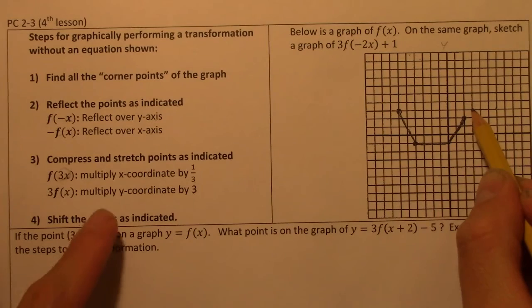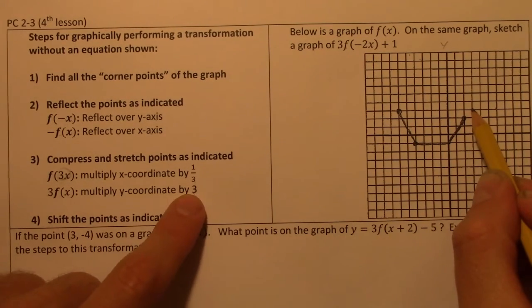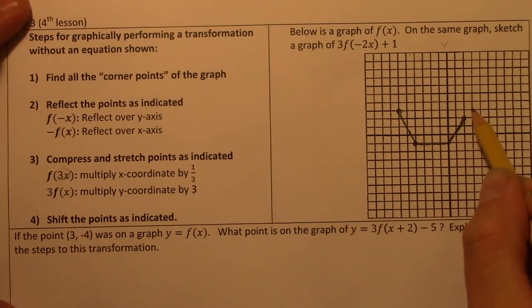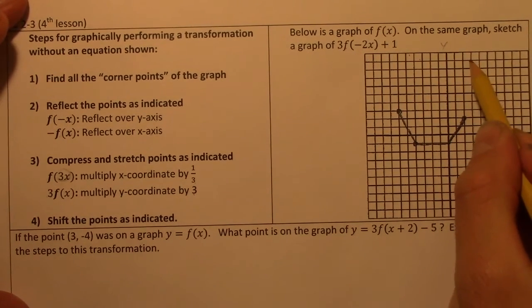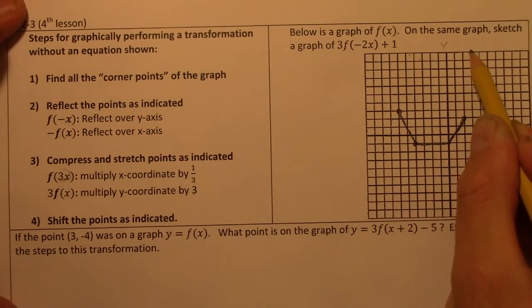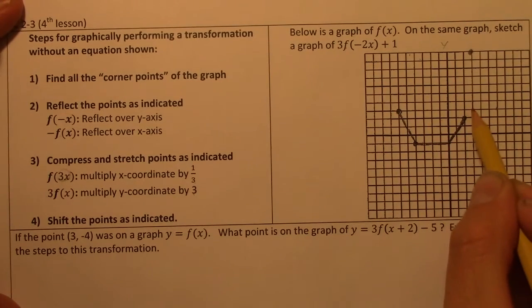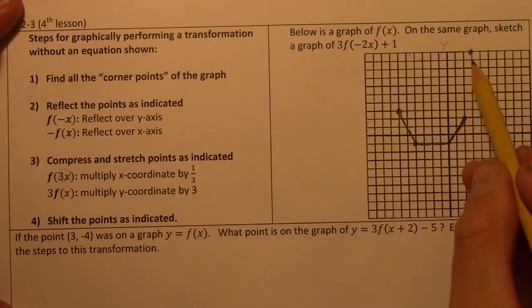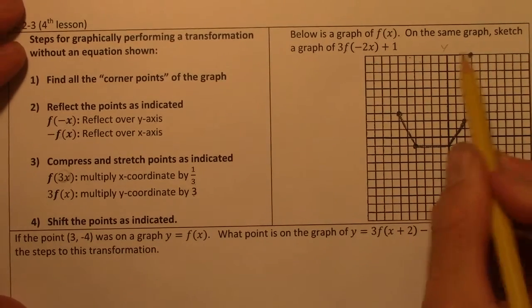Now I also have a 3 out front, so I need to multiply that y-coordinate by 3. I'm 3 up right now, so I need to do 3 times 3, which ends up being 9. So I'm here now. And then lastly, I need to add 1 because it's a shift of 1. So I'm all the way up there. This point transferred over here. I took half of it, I multiplied times 3, and then I shifted it up 1. So this point shows up there after this transformation.